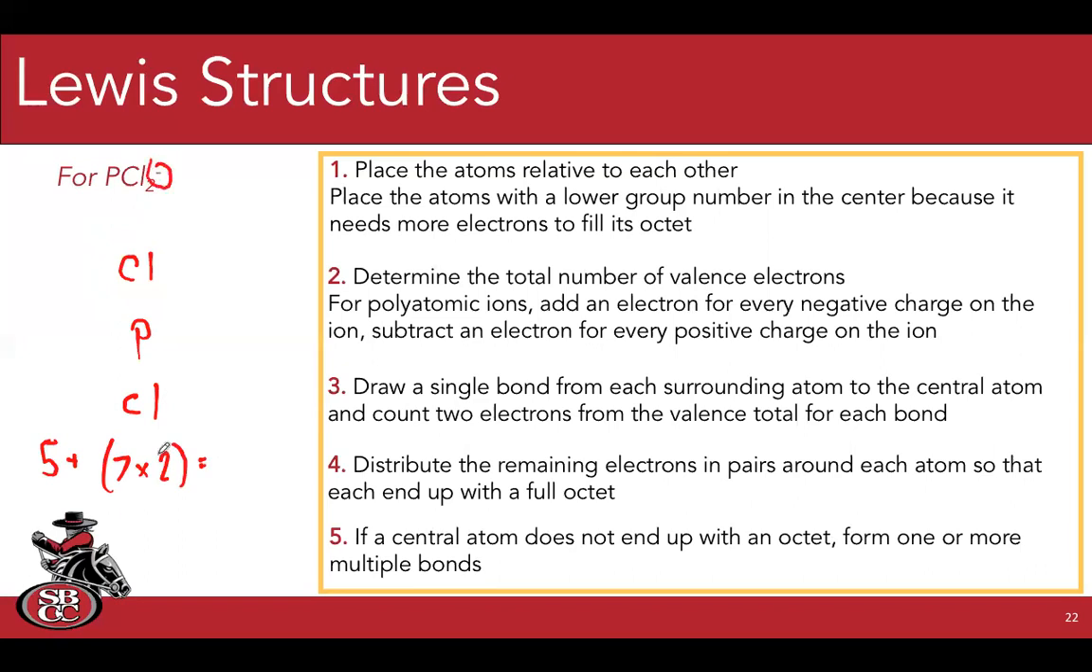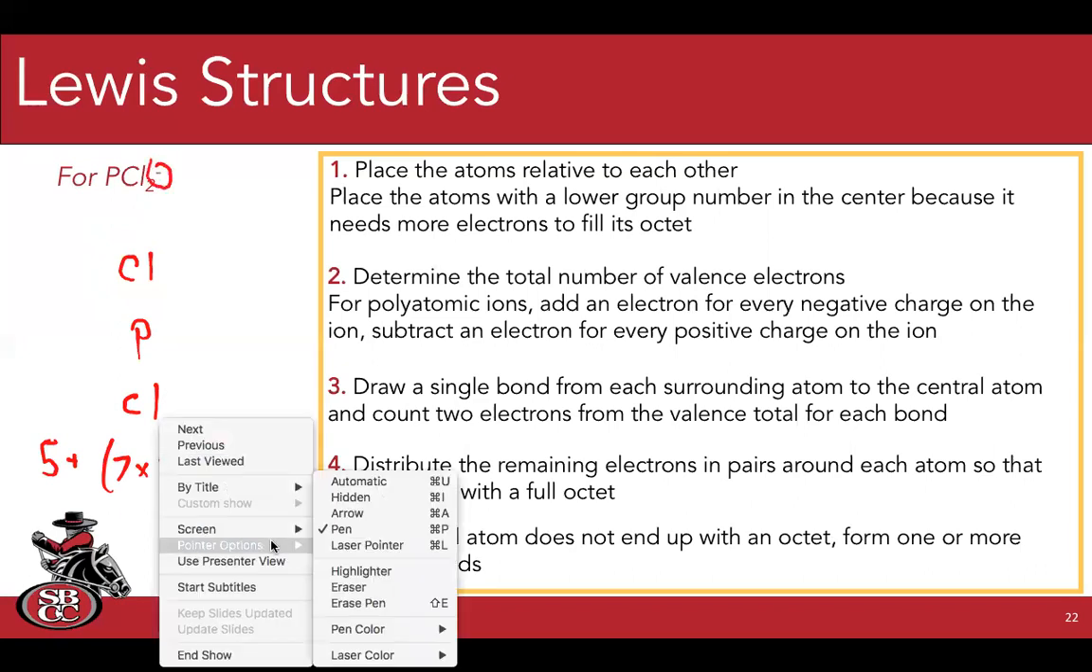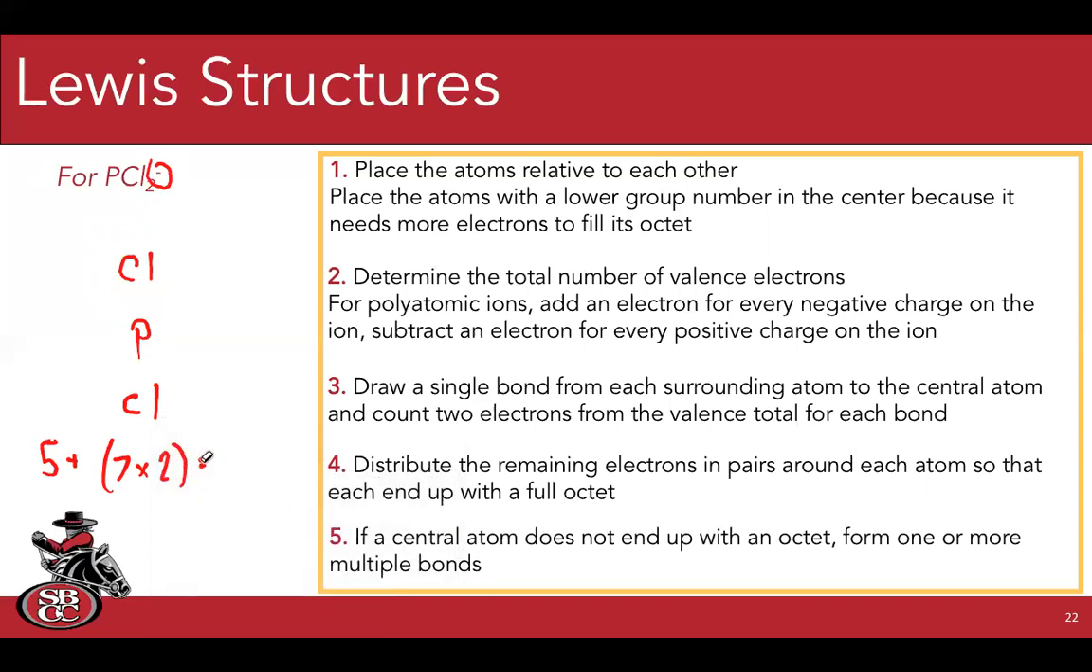minus charge here, so I made a mistake. Nothing like a mistake on the last night. So a negative charge, which means 1 more electron, so we'll add 1. And so that gets us to 20 valence electrons.